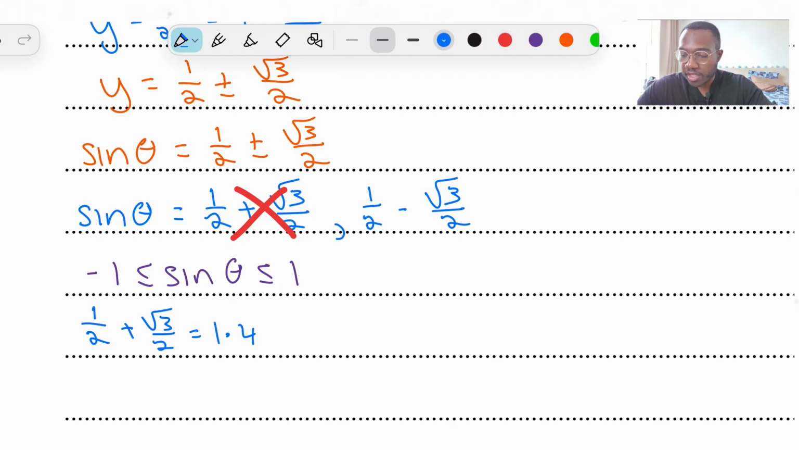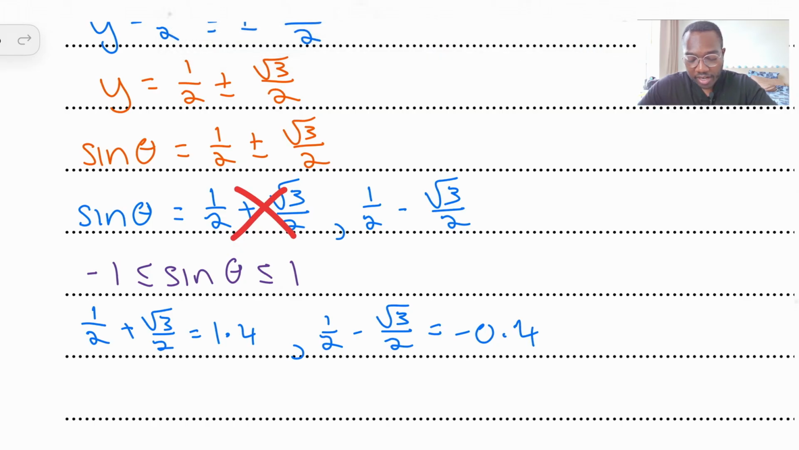Okay, and now we'll do the same thing, but for a half minus root 3 over 2. So if we do a half minus root 3 over 2, then what do I get? Well, for that one, I get minus 0.4 to one decimal place. And that is in our region, okay? Because minus 0.4 is between -1 and 1. So we know that that will be a valid solution. So in this case, our only valid solution for sine would be a half minus root 3 over 2. And we know that that would also give us a negative value for sine.